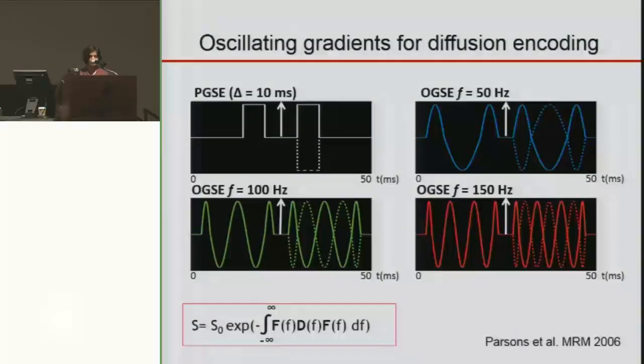And one way to do this is to use oscillating gradients. So the idea is very simple. We basically replace these pulse gradients with high-frequency oscillating gradients. And here I've shown the very familiar spin echo sequence using pulse gradients in white, and then oscillating gradients at different frequencies of 50, 100, and 150 hertz. So effectively, this just allows us to achieve shorter diffusion times.